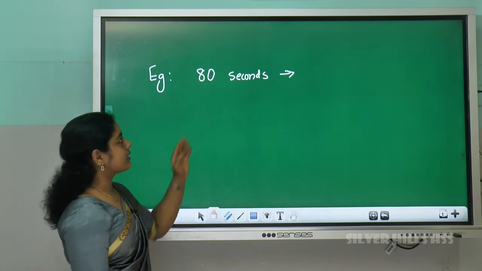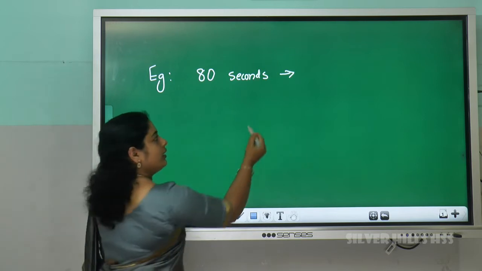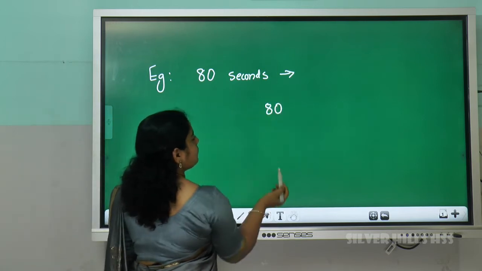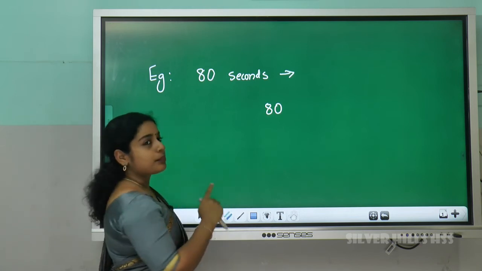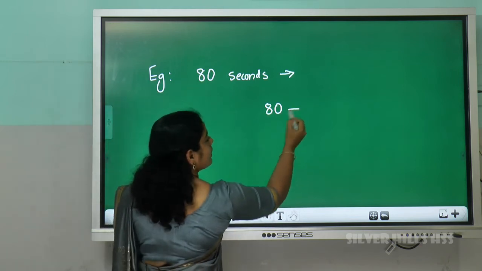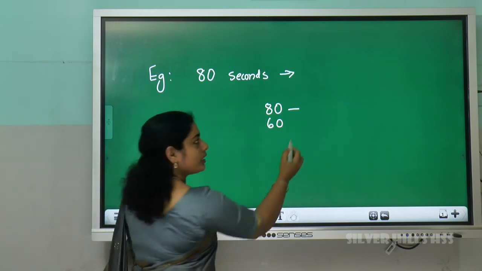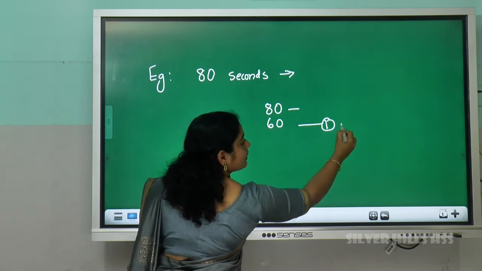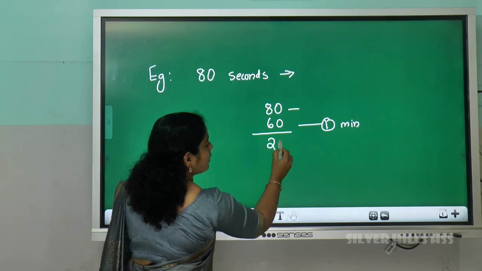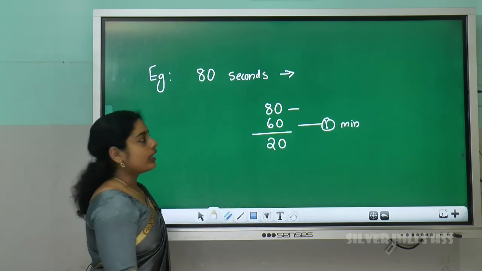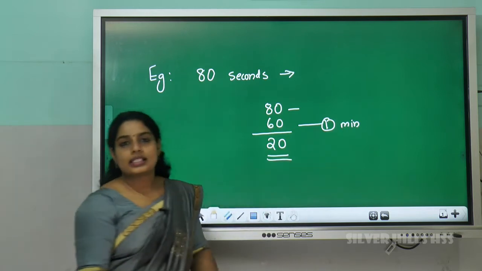Let us discuss. So, 80 seconds. An easy method: in 80 seconds we need to find how many 60s are there. So, I am going to subtract 60 from this 80. If I am subtracting 60, it means I am subtracting 1 minute. So, 80 minus 60 is 20. That means in 80 seconds we have 1 minute and 20 seconds.